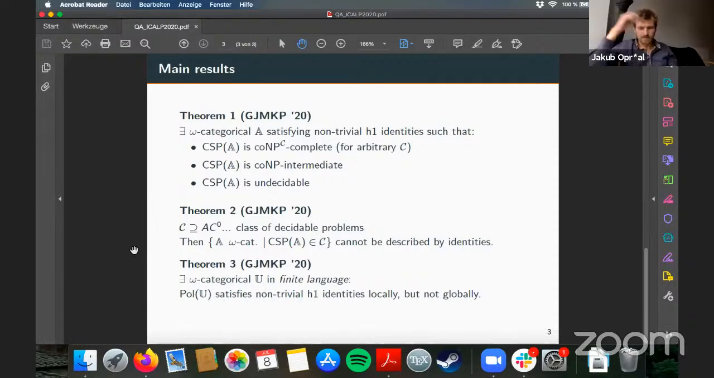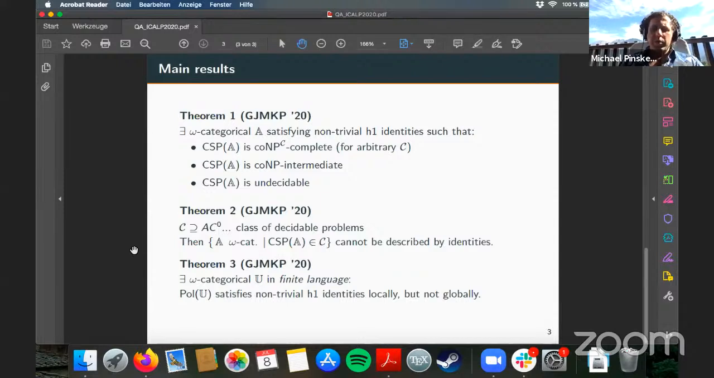So maybe let me rephrase a bit. I think I understand how it cannot be characterized algebraically, but what is the formal statement that says the complexity is determined by polymorphisms? The formal statement is that if you have two ω-categorical structures and they have the same polymorphism clone up to isomorphism, then the CSP has the same complexity.